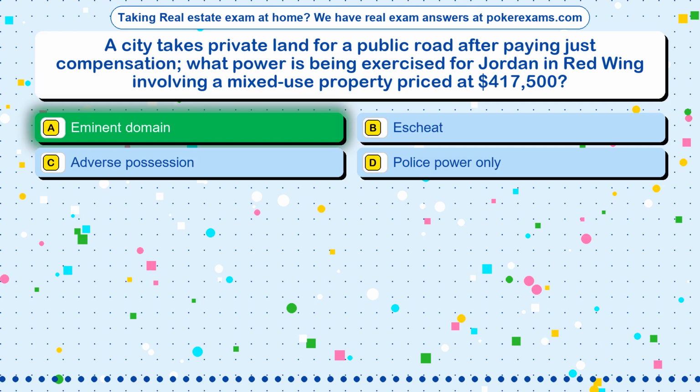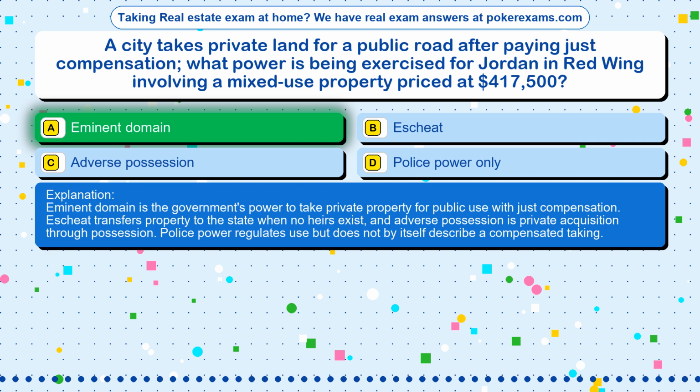The correct answer is option A, eminent domain. Eminent domain is the government's power to take private property for public use with just compensation. Escheat transfers property to the state when no heirs exist, and adverse possession is private acquisition through possession. Police power regulates use but does not by itself describe a compensated taking.